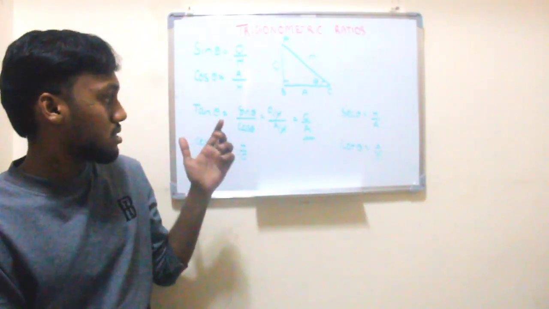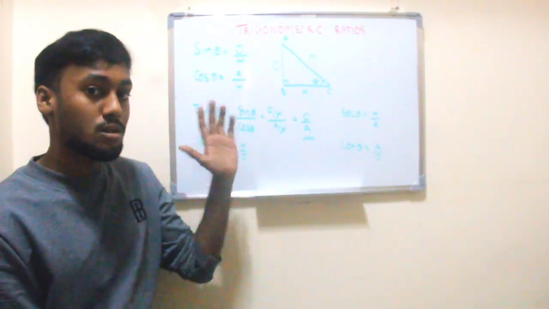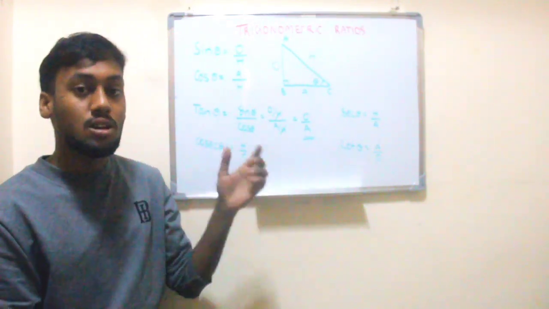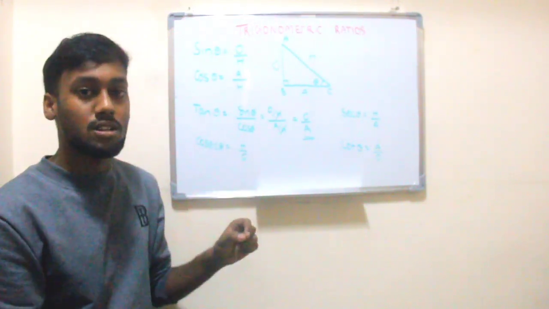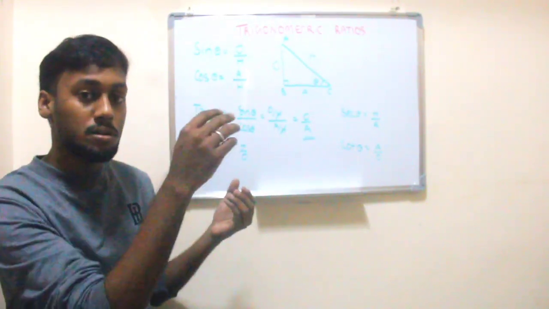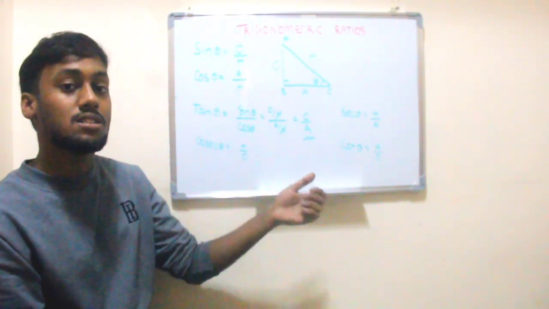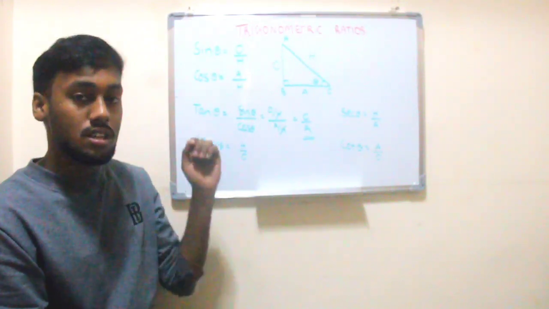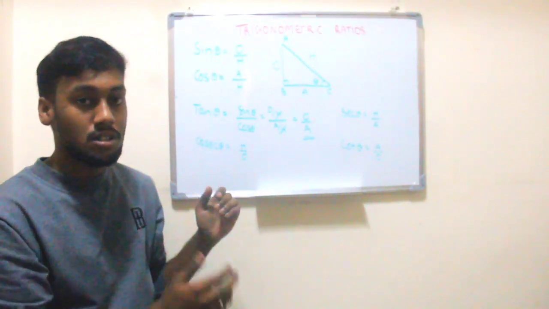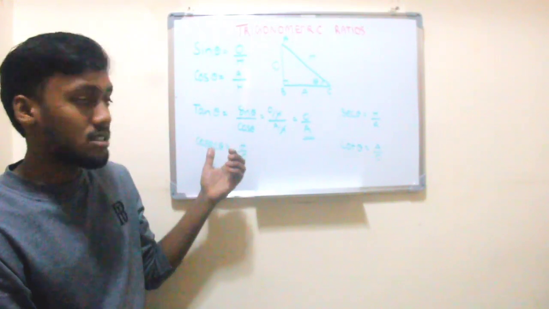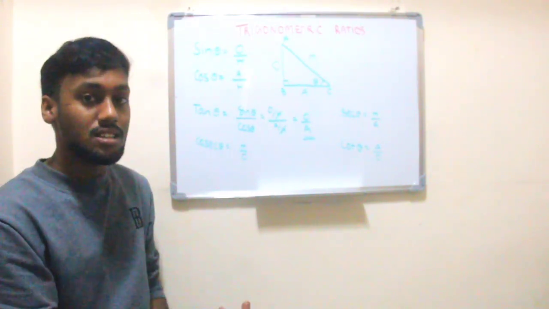Now I have told you about the relationship between sine and cosec. What is it? Cosec theta is the reciprocal of sine. That is, cosec theta is equal to 1 by sine theta. And similarly, sec and cos have a relation. Sec theta is equal to 1 by cos, the reciprocal of cos. And last, tan theta.